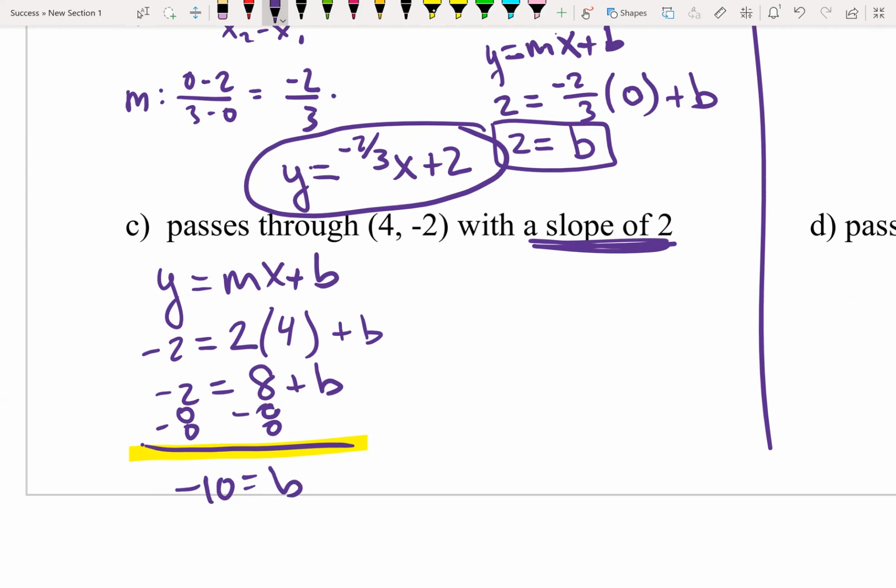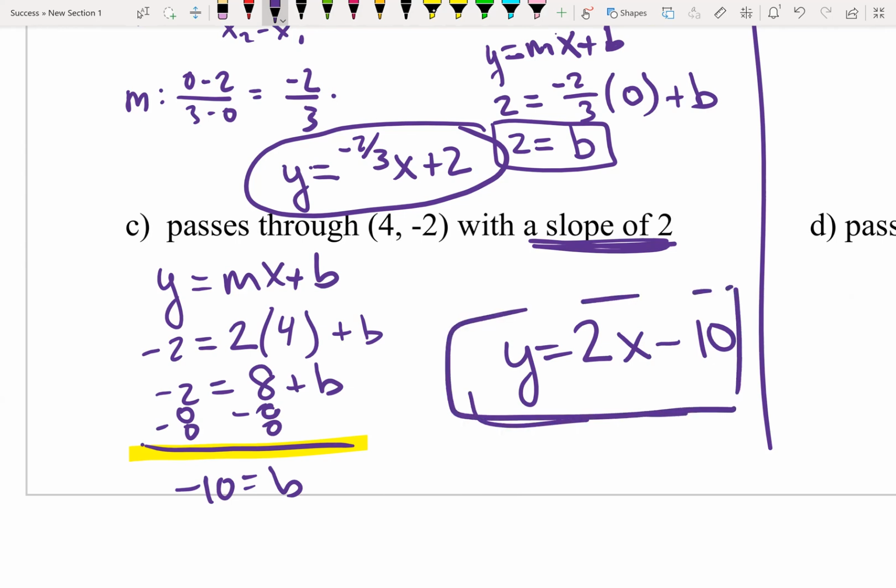Now that we have the slope, we have the intercept. I'm going to write this as y equals mx plus, and I'm actually going to put it as minus 10. I could put plus negative 10. That means the same thing. And that will be my equation.